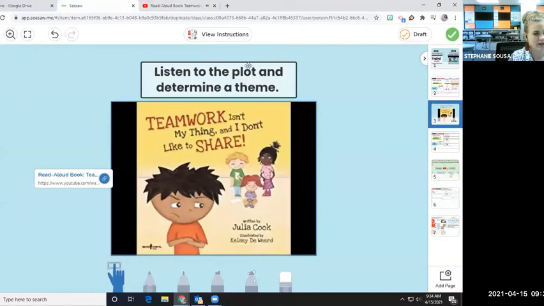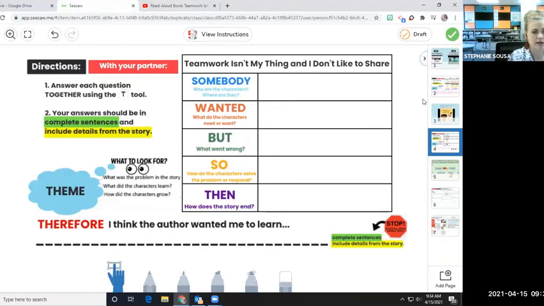You are getting ready to go back into your breakout room and complete slide 4. On slide 4, you are going to do a retelling of Teamwork Isn't My Thing and I Don't Like to Share. Somebody wanted, but, so, then, and therefore, okay? I'm going to give you guys 10 minutes to get this section done, okay? All righty, here you go.